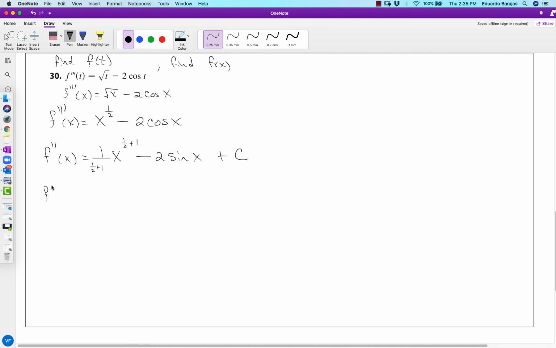Okay, so now we simplify it, and we say that the second derivative of x equals, now if we get a common denominator here, let's make that a 2 over 2. That'll make it 3 over 2. So this would be 1 over 3 over 2, x to the power of 3 over 2, minus 2 sine x plus some constant. And then we can simplify that. The second derivative of x then equals 2 over 3 x to the 3 over 2 power minus 2 sine x plus some constant. Okay, so we've gone from the third derivative down to the second derivative.